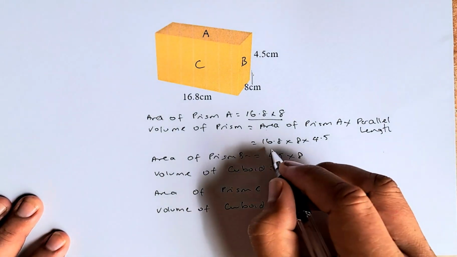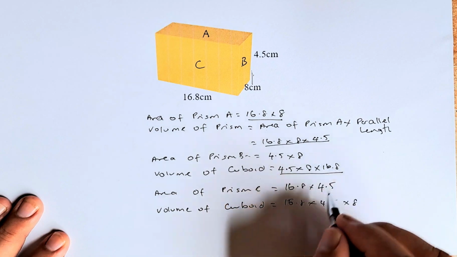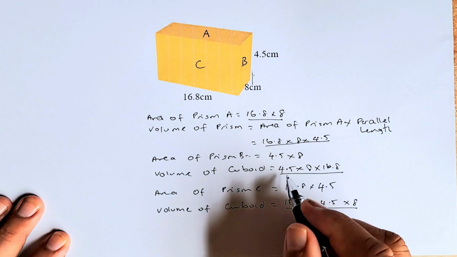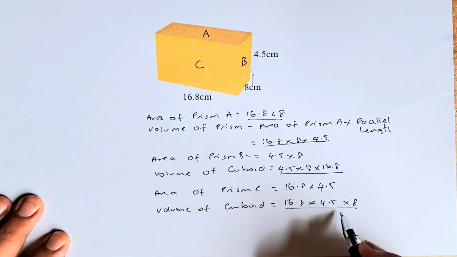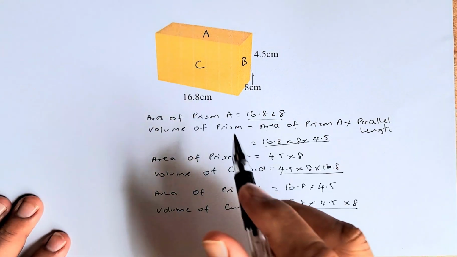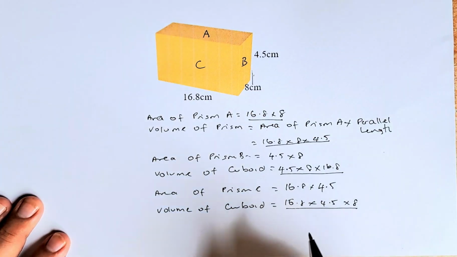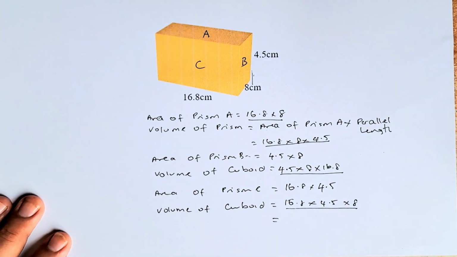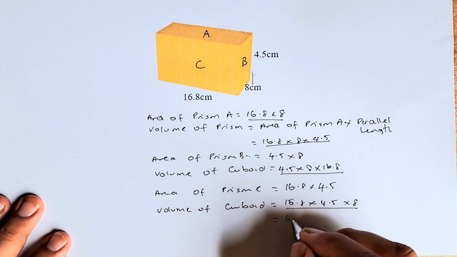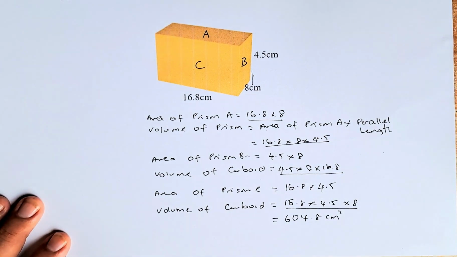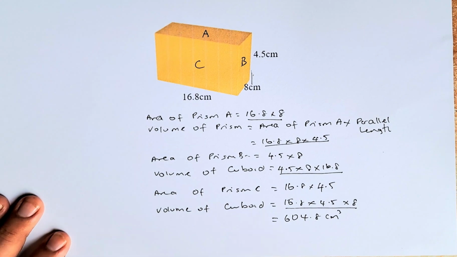If you can see, the numbers for the volume are all the same. It's going to be 6.8 times 8 times 4.5, or 6.8 times 4.5 times 8. That's why in lower secondary school, they tell you the volume of a cuboid is just length times width times height. To calculate the volume, you put the numbers in your calculator, and the answer is going to be 604.8 centimetre cubed.